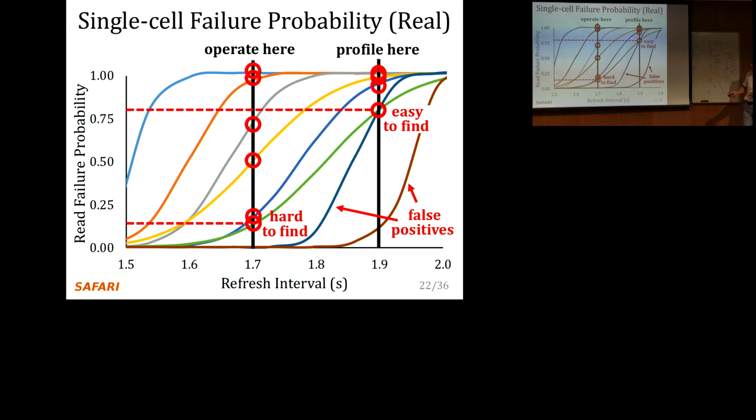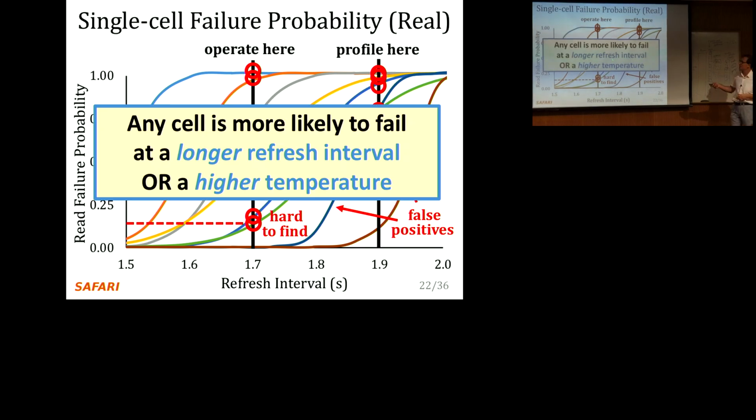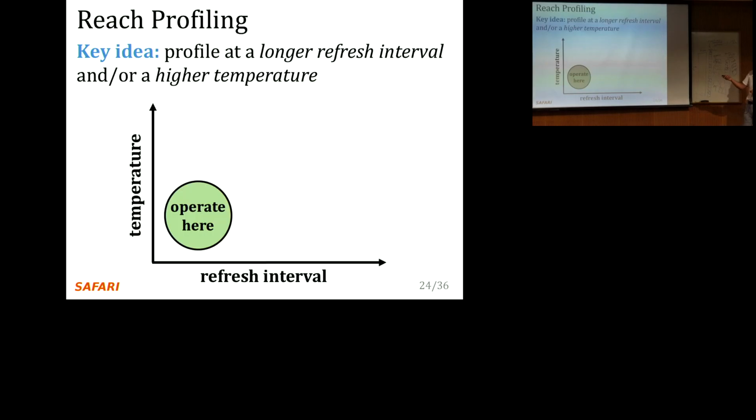Unfortunately, you also find some of the other cells, like this one fails a lot over here, but doesn't fail at all over here. That's a false positive, basically. You say it's going to fail because you profiled here, but if you operate over here, it's not going to fail. And this one, maybe you say, okay, this is going to fail over here, and you're conservative and you say, oh, it's going to fail over here also, but then you have a false positive again. That's the basic idea. Any cell is more likely to fail at a longer refresh interval or at a higher temperature. So that's the idea of reach profiling.